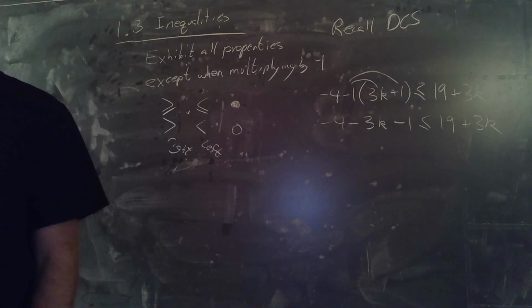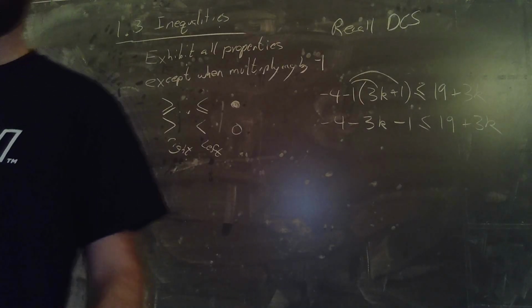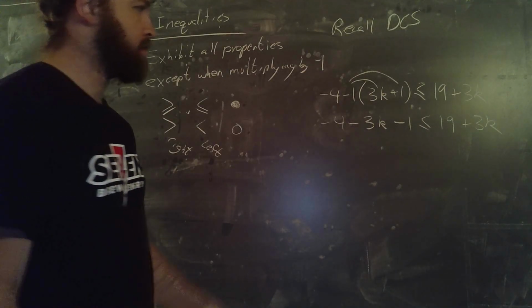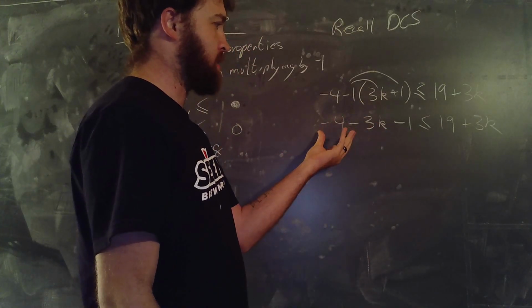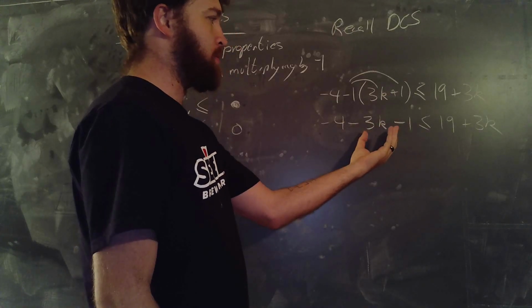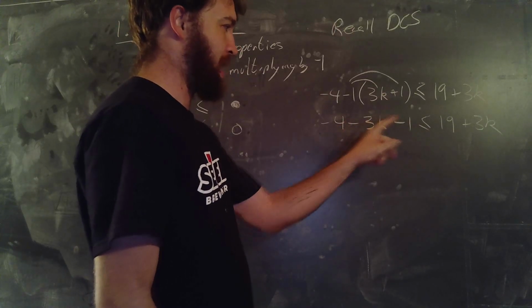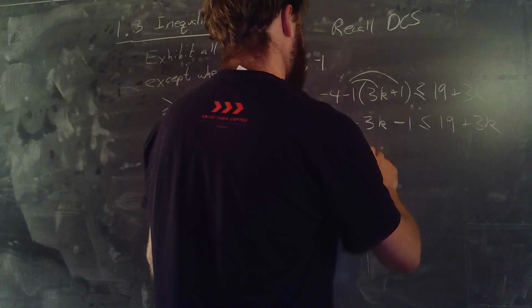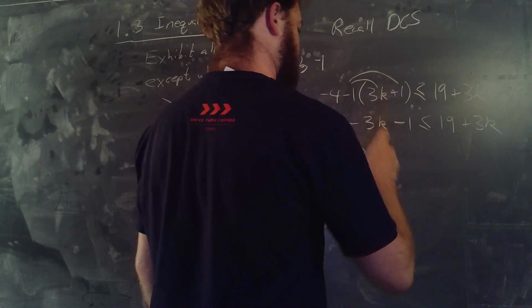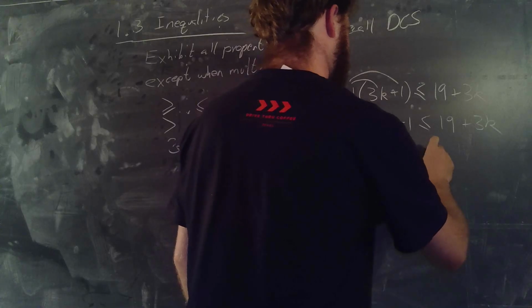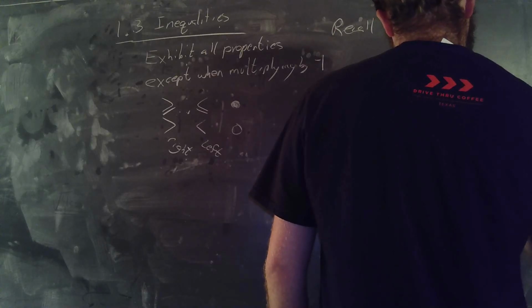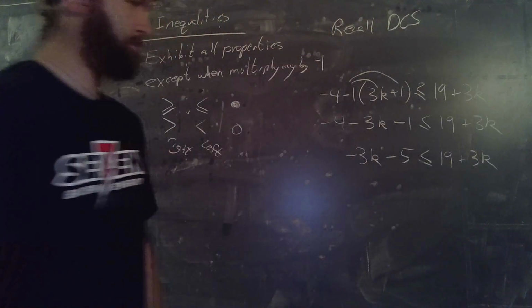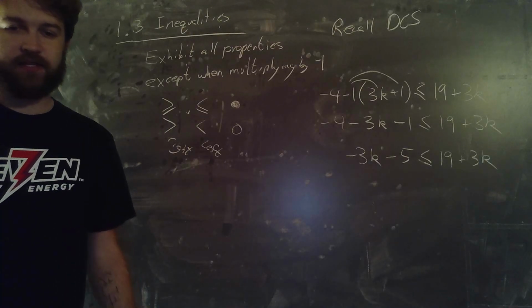On the right-hand side, there is no distribute, so I'm ready for combine. So C for combine, notice that I have two constants on the left and one variable term. So the constants can combine, but remember that variable terms do not interact with constants in any way. So I'll have -3k, and then -4 and -1 together makes -5 is less than or equal to 19 and 3k on the right. At this point, we're at the solve step.